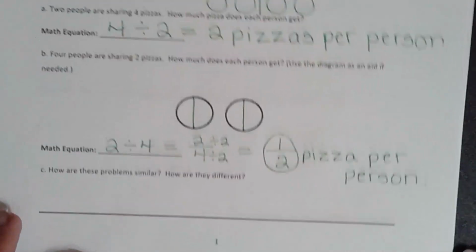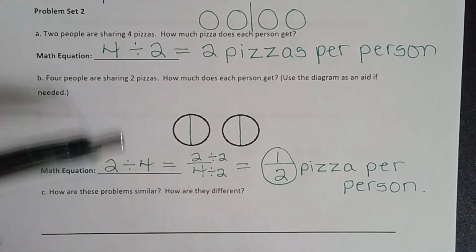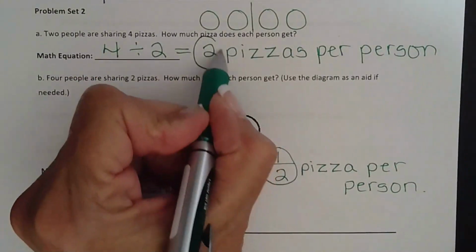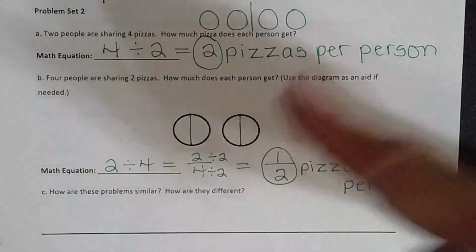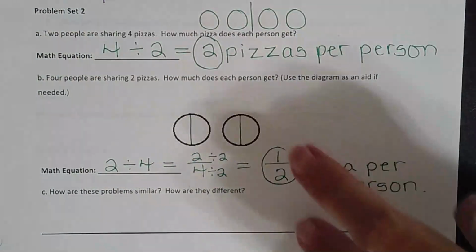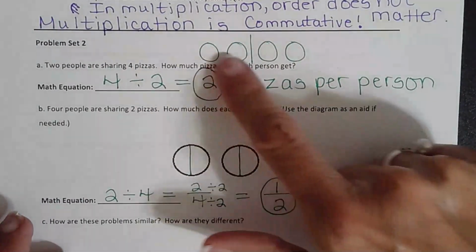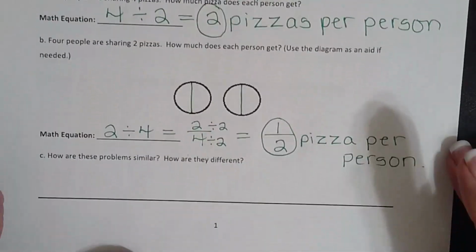So we see that when we switch the order in division, we do not get the same answer. We get answers that are reciprocals, in fact. That means you flip it. 2 is really 2 over 1, and this is 1/2. And we can see that's not anything the same. Getting 2 pizzas to yourself or getting half a pizza, much different.